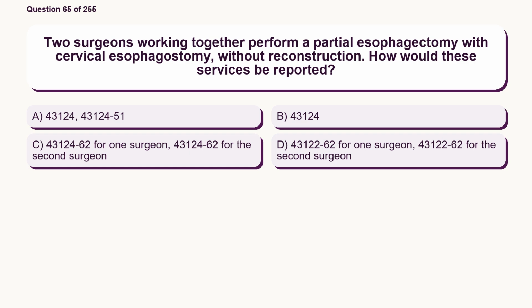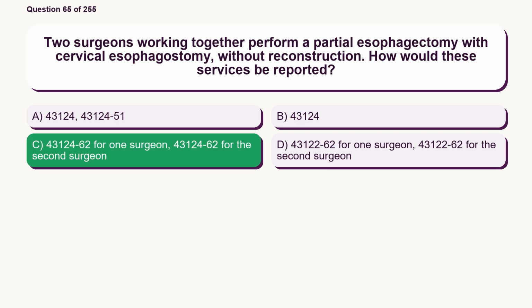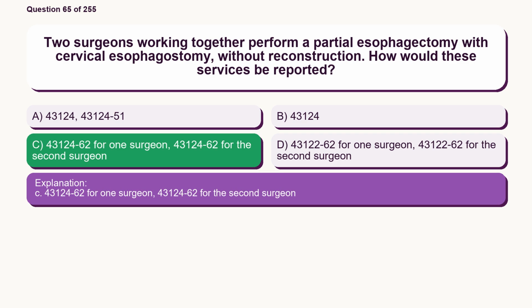Option C, 43,124 to 62 for one surgeon, 43,124 to 62 for the second surgeon. Option D, 43,122 to 62 for one surgeon, 43,122 to 62 for the second surgeon. The correct answer is option C, 43,124 to 62 for one surgeon, 43,124 to 62 for the second surgeon.